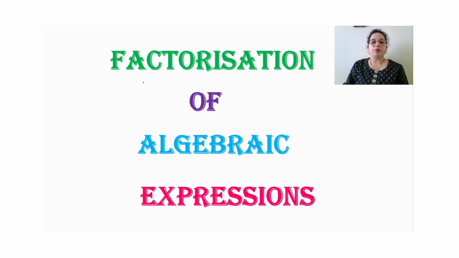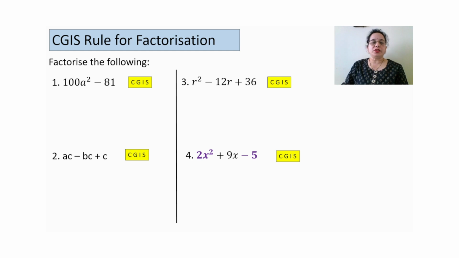We are dealing with the topic factorization of algebraic expressions, that is the CGIS rule. I told you about C, G, and I rule. So let us start with question number 1. The question says factorize. Whenever it says factorize, we always write down the CGIS rule.